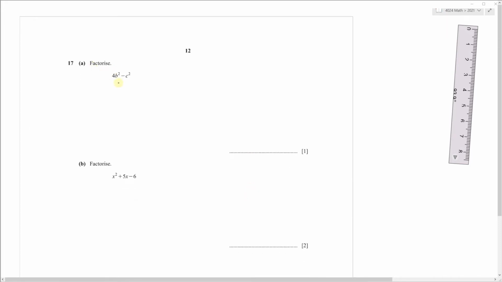Question number 17, part A is factorize this. So I can write this 4b square as 2b whole square minus c square. So I can use the formula a square minus b square equals a plus b into a minus b. So this will be 2b plus c multiplied by 2b minus c.